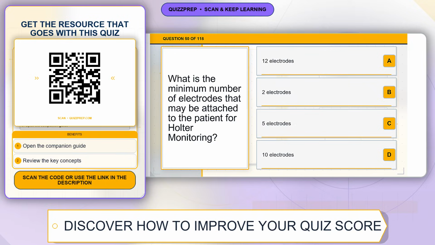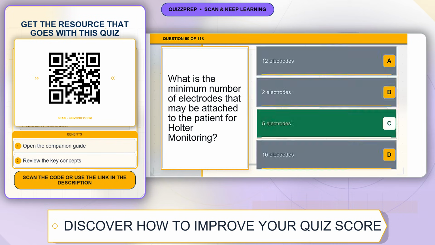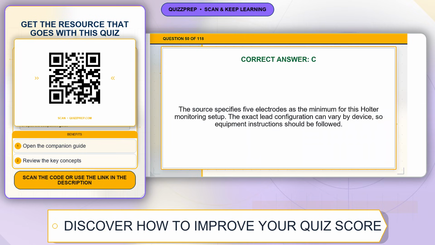Question 50. What is the minimum number of electrodes that may be attached to the patient for Holter monitoring? Option A, 12 electrodes. Option B, 2 electrodes. Option C, 5 electrodes. Option D, 10 electrodes. The correct answer is option C, 5 electrodes. Explanation. The source specifies 5 electrodes as the minimum for this Holter monitoring setup. The exact lead configuration can vary by device, so equipment instructions should be followed.